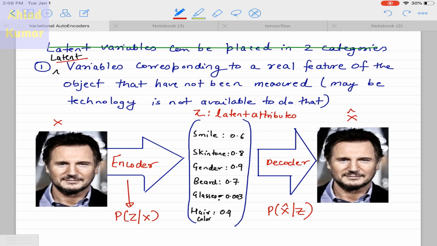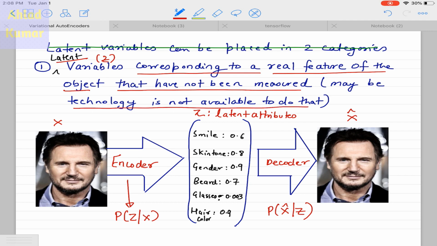Let's move forward. What are latent variables actually? Latent variables Z correspond to real features of the object that have not been measured, or maybe the technology is not available to do that. They are actually features which you cannot measure by yourself. For example, we have this original image represented in terms of X. What our encoder P of theta Z given X is doing is converting this image into latent variables such as smile, skin tone, gender, beard, glasses and hair color, with the values of 0.6, 0.8, 0.9, 0.7, 0.003 and 0.9.